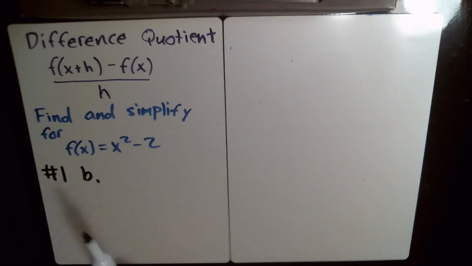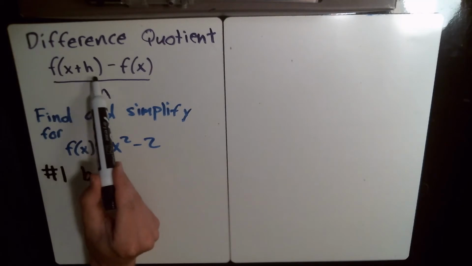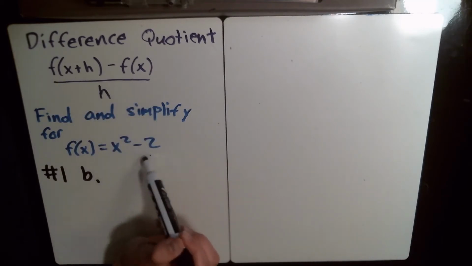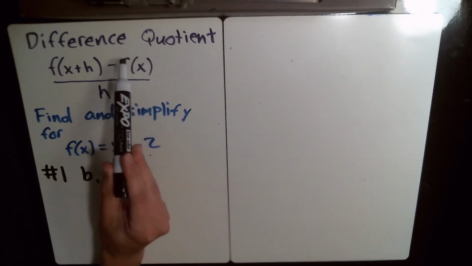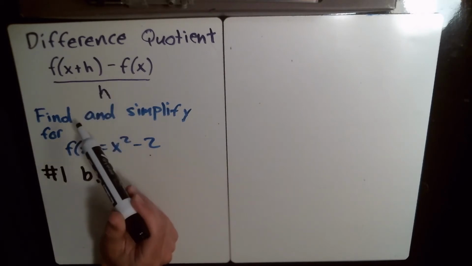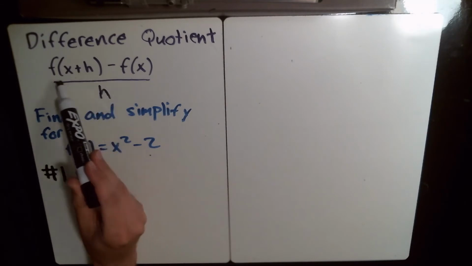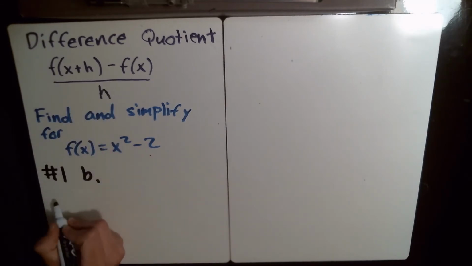And so what we do here is we're going to do f of x plus h minus f of x, which we already know what f of x is, right? It's x squared minus 2, so we know this piece. And we know h is just h, the number h, okay? But the part we don't know yet is this f of x plus h, okay?